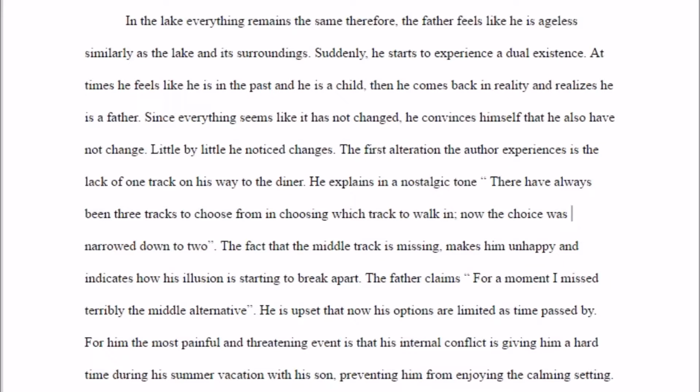When the speaker says, "There has always been two tracks to choose from in choosing which track to walk in," now the choice was narrowed down to two. The fact that the middle track is missing makes him unhappy and indicates how his illusion is starting to break apart. Also, the speaker continues saying, "For a moment, I missed terribly the middle alternative," implying that he is upset, that now his options are limited as time passes by.